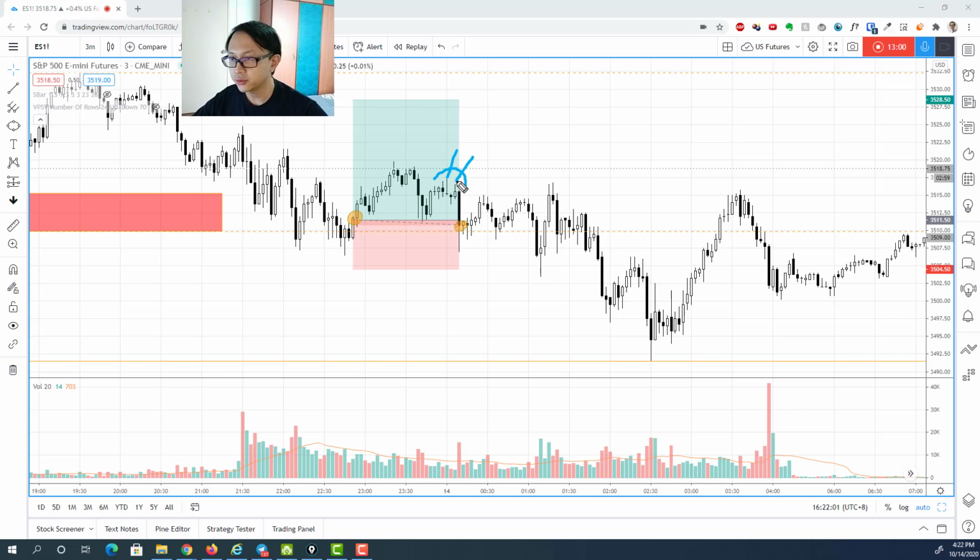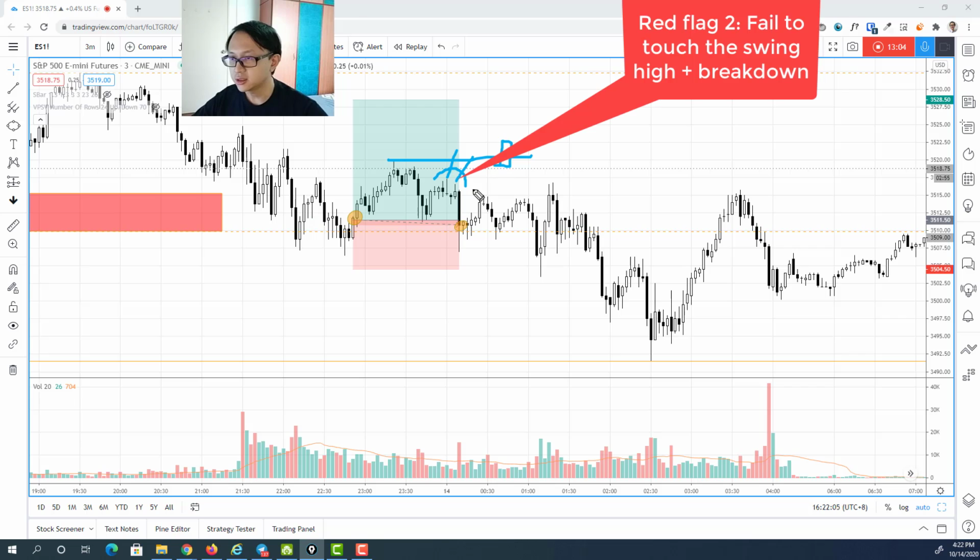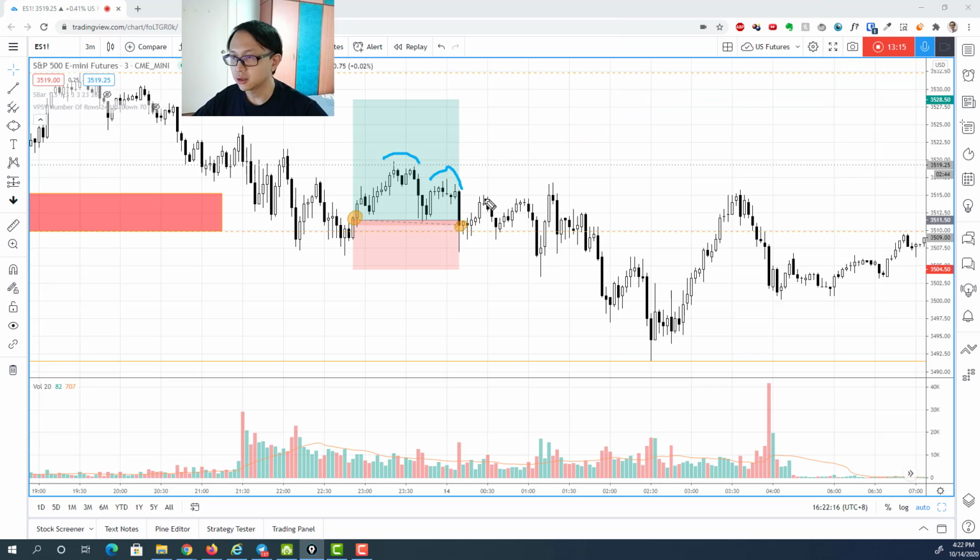So it didn't really attempt to break out. Instead, there is a local breakdown bar showing up here. At this point, it creates a high, a lower high. So I would want to exit my trade, because it is no longer favored to my direction.